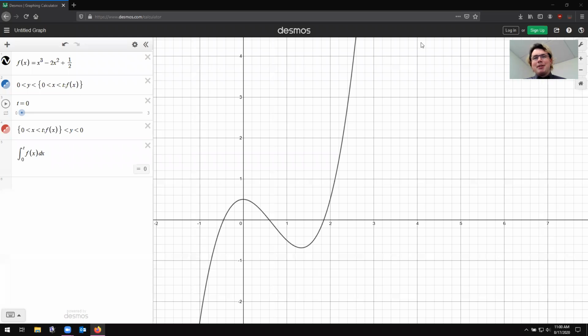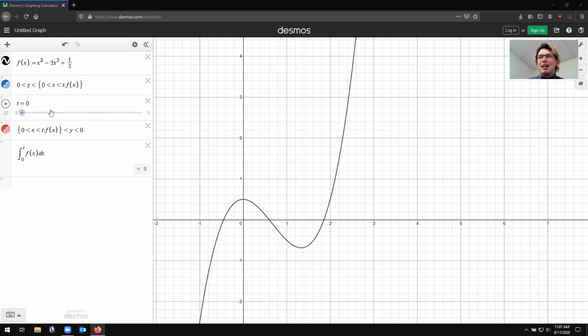Let's talk about integrals and how they relate to the graphs of functions. So here I have graphed a cubic function, and I have some other formulas in here just to make the demonstration work. In line 5 here, I'm asking Desmos to calculate the integral of f of x, which again is my cubic, between 0 and t.